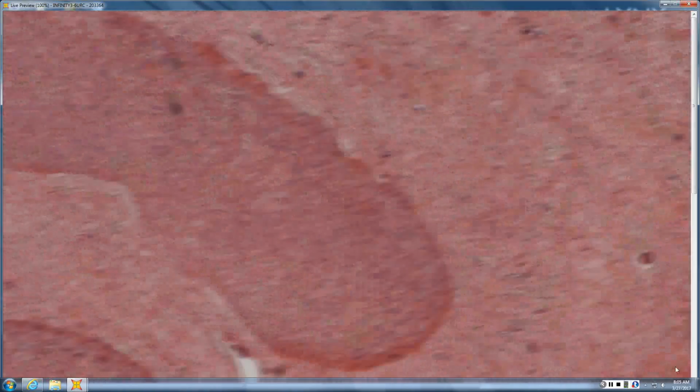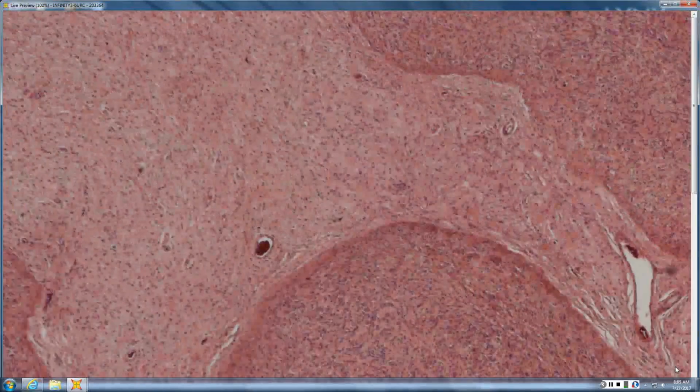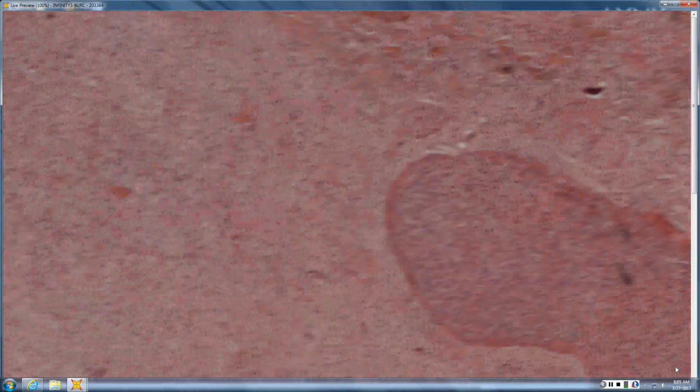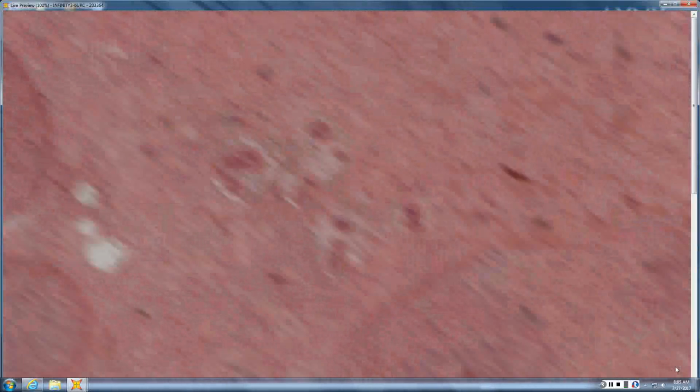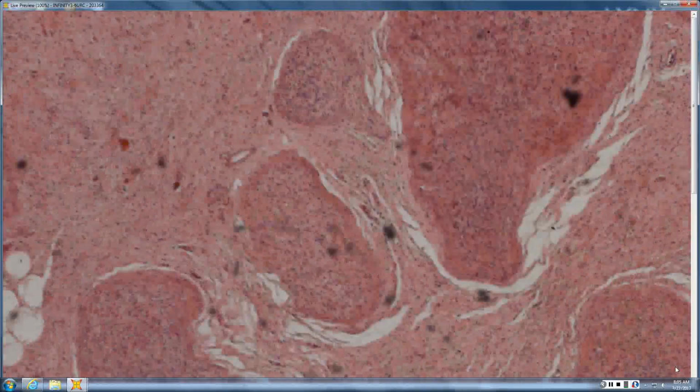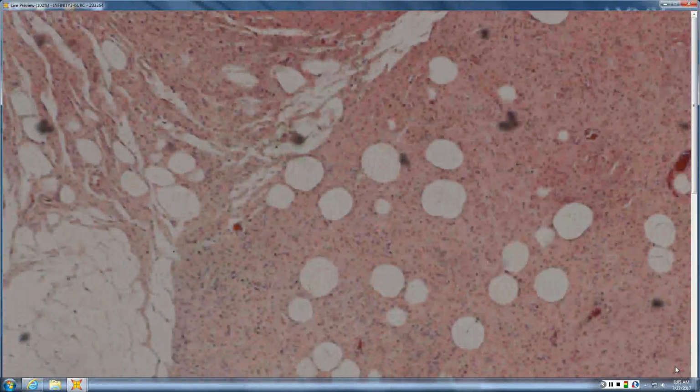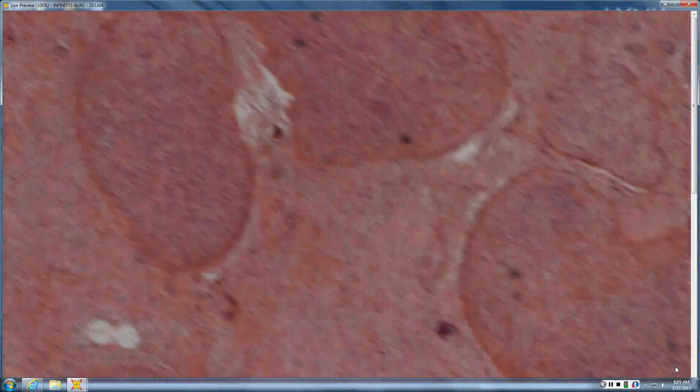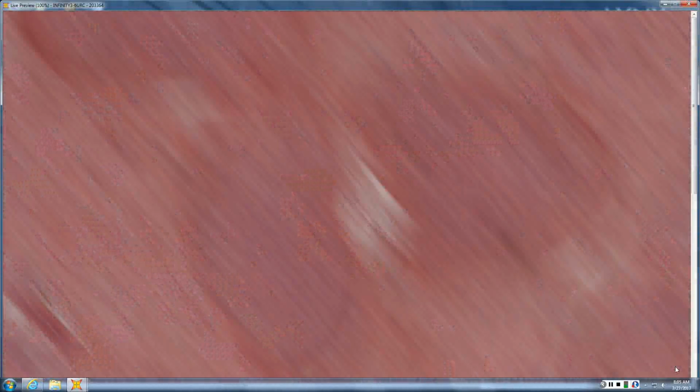This looks plexiform, and there's a background diffuse NF, so it's probably plexiform NF within a diffuse NF. Plexiform NF within a diffuse NF would mean the patient has von Recklinghausen. Okay. Let's see if we can find.